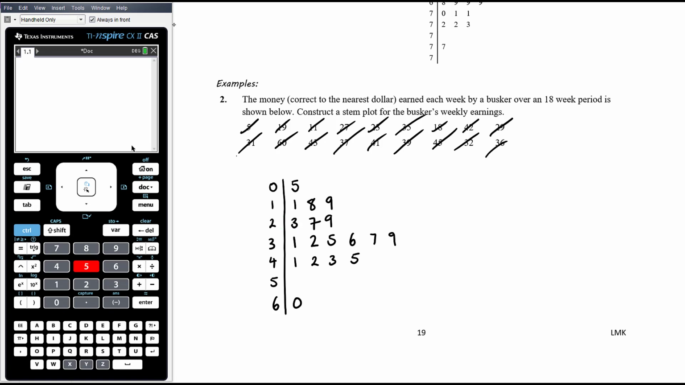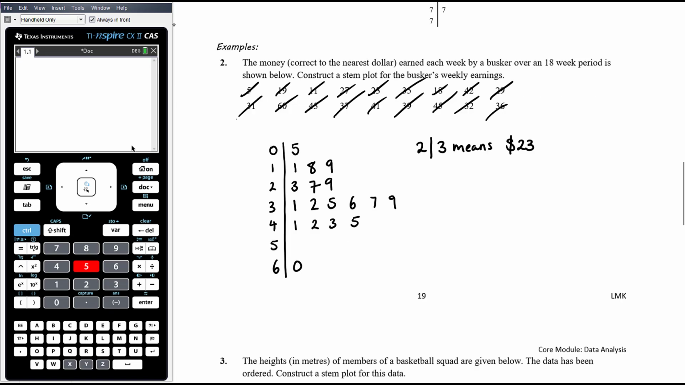But it doesn't have to be a data point. It can be anything. 2/3 means, what are the units here? They're in dollars. $23. Okay. Doesn't mean $2.30, it means $23. Nor does it mean $230.